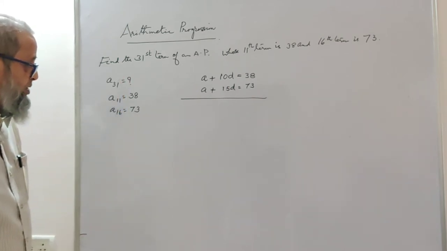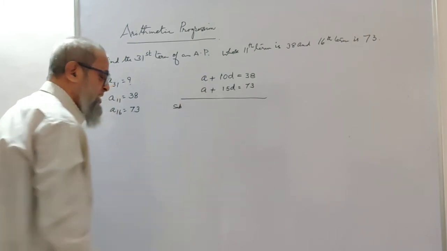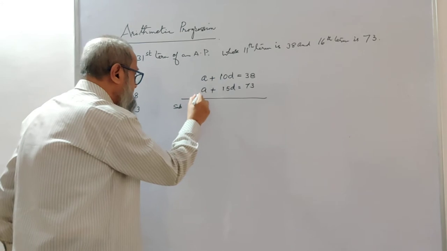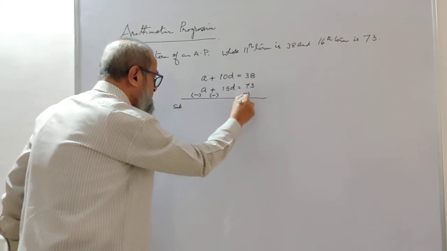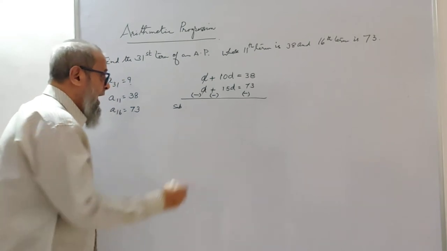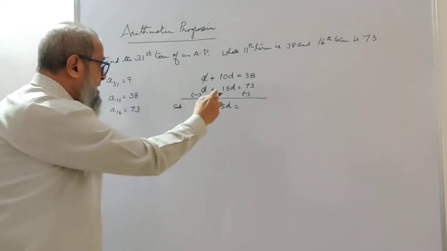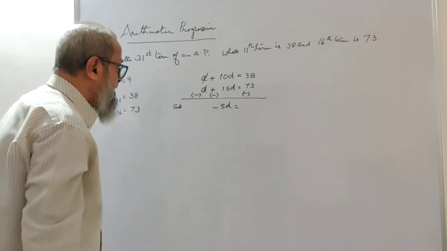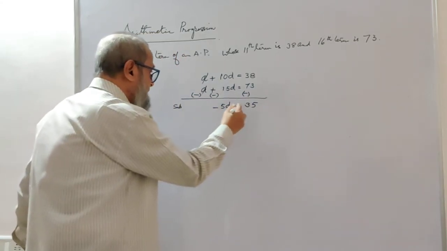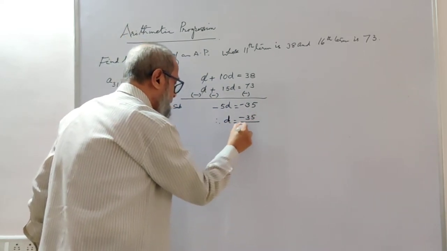So I need not multiply these two equations, but both are positive. So to cancel them, I have to subtract one equation from the other. For subtracting 1 minus 2, this becomes minus, this also becomes minus, this also becomes minus. Now, A minus A gets cancelled, and 10D minus 15D will give me minus 5D. And 38 minus 73 will give me minus 35. So minus 5D is equal to minus 35. Therefore, D will be equal to minus 35 upon minus 5.